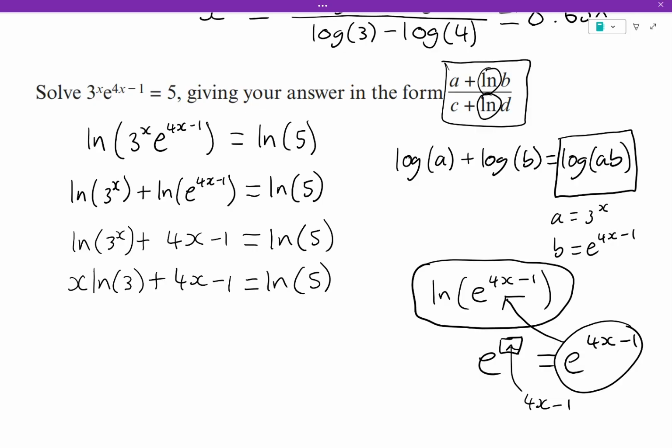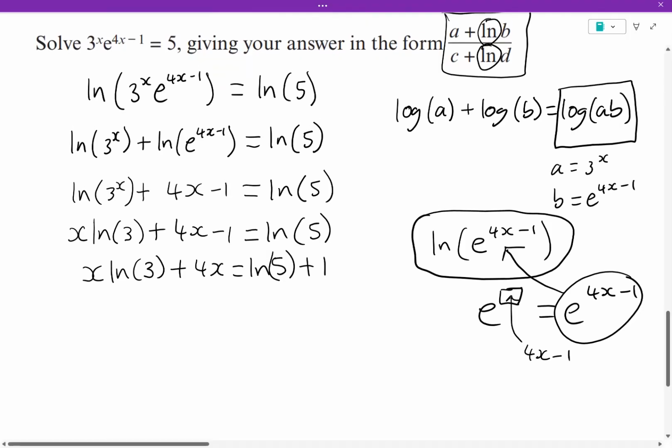So we need to get all those x terms on one side, which I've already got. Now I need to get all the terms not involving x to the other side. That would be the -1, so I'm going to add 1 to both sides. So we get x ln 3 plus 4x is equal to ln 5 plus 1.